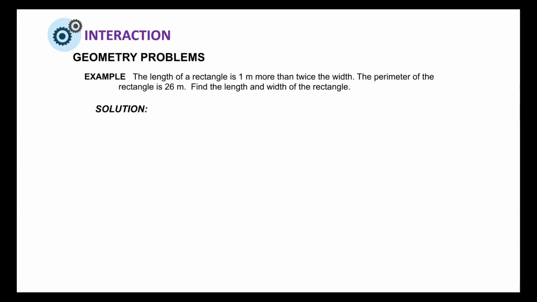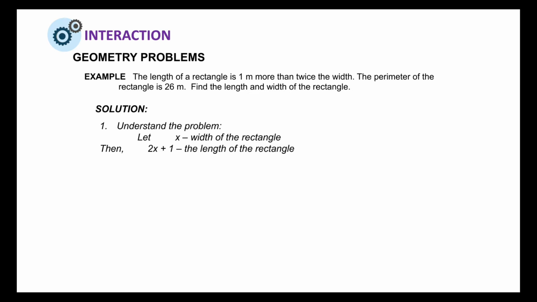Here's our first example. The length of a rectangle is 1 meter more than twice the width. The perimeter of the rectangle is 26 meters. Find the length and width of the rectangle. Step 1: let x be the width of the rectangle. Then 2x plus 1 will be the length, because the length is 1 meter more than twice the width.